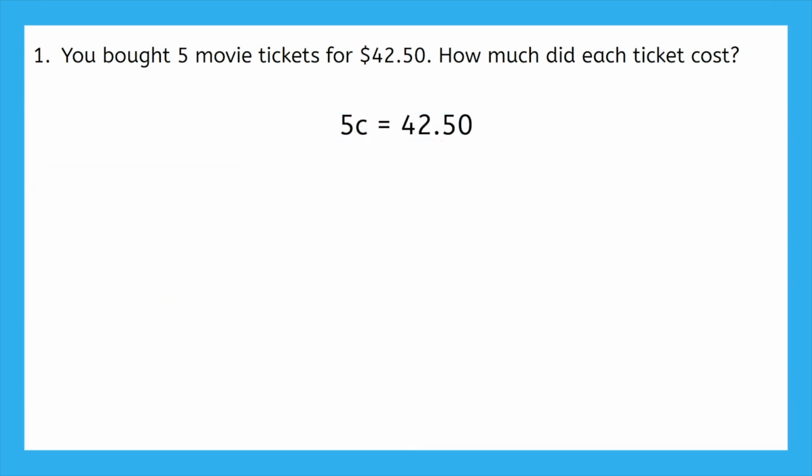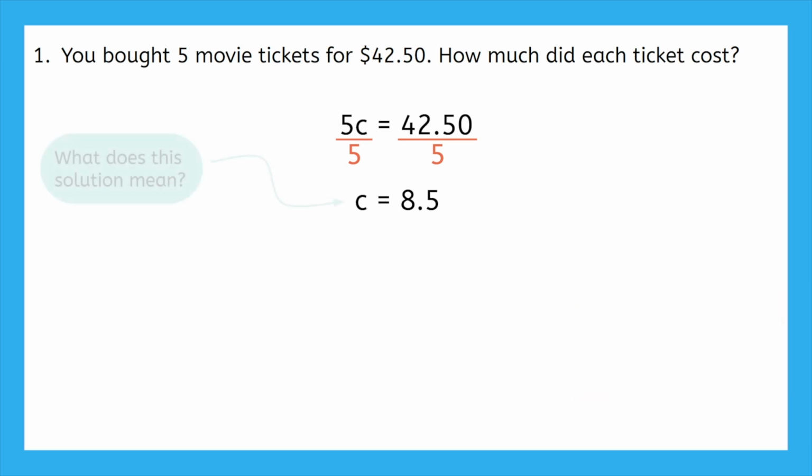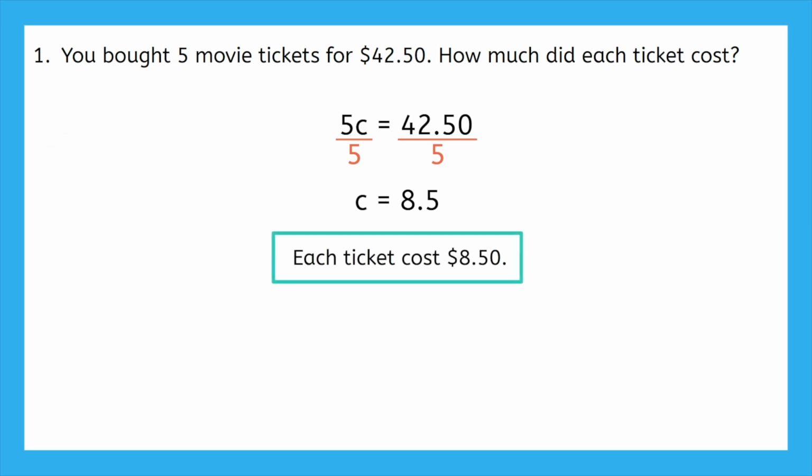Now, we can answer the original question by solving the equation. Pause while you do that. Dividing both sides by 5 gives us c equals 8.5. And it all looks good when we check our work. What does the solution mean in the context of the situation? It's the cost of each ticket. Since we're talking about money, we'll add a 0 in the hundredths place, and our final answer is that each ticket costs $8.50.